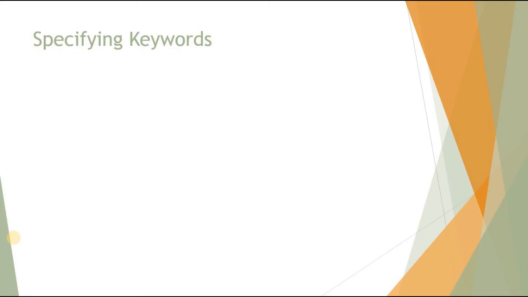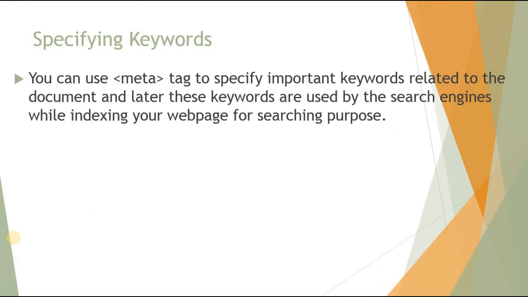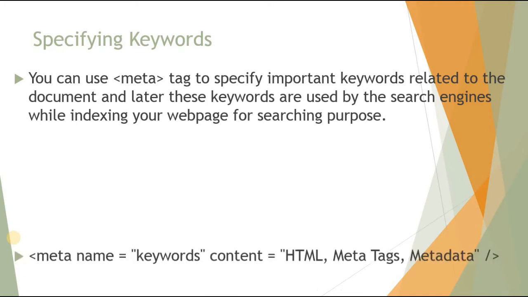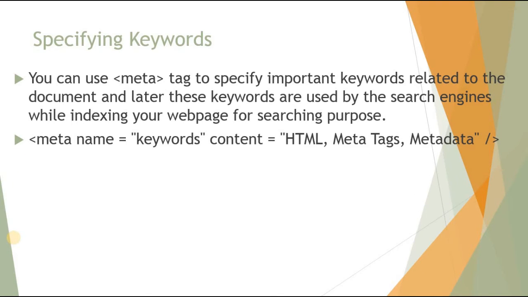First one is specifying a keyword. You can use a meta tag to specify important keywords related to the document, and later these keywords are used by search engines while indexing your web page for searching purposes. And this is an example for the keyword, where we wrote meta name is equal to keywords and content is equal to HTML, comma, meta tags, comma, metadata, and then a slash and a closing tag there.